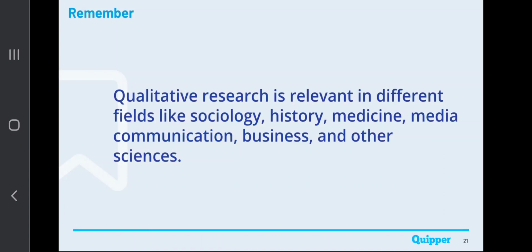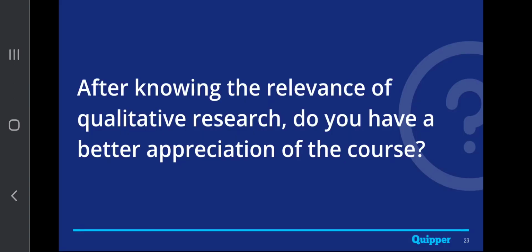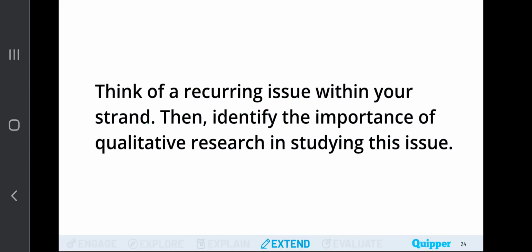Now, remember that qualitative research is relevant in different fields like sociology, history, medicine, media communication, business, and other sciences. Qualitative research is important for creating knowledge based on facts and facilitating learning of the people to know themselves better together with the entire society. Now, after knowing the relevance of qualitative research, do you have a better appreciation of the course? After knowing all those different functions and different relevance of research to various fields, how are we able now to appreciate the culture of research?